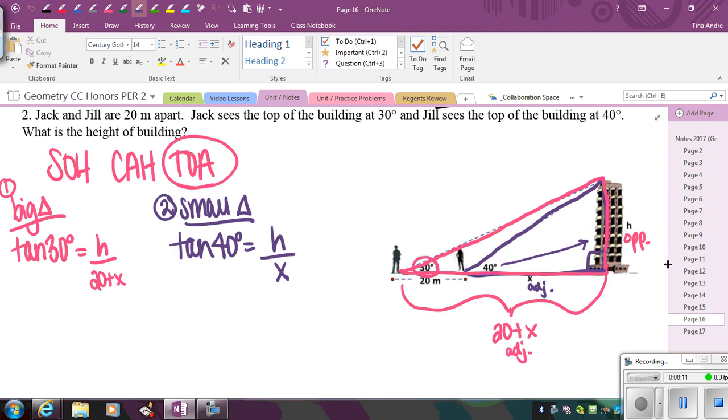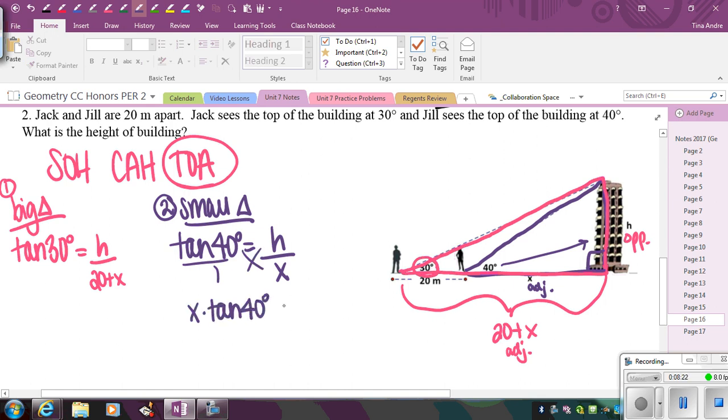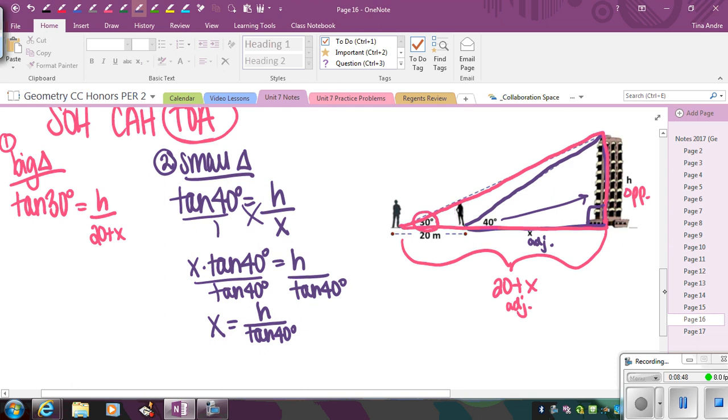So I'm going to look at this equation first because it's a little bit easier to look at. It doesn't have the 20 plus x. I'm going to cross multiply this. So we get x times tan of 40 degrees equals h. Remember, if I can replace this x over here with something in terms of h, I'll be able to solve this equation for h. So I'm going to divide both sides by tan of 40. That means x is going to be h over tan of 40. And remember that tan of 40 degrees is just a number, so if you'd rather make that a decimal, if that helps you, that's fine.